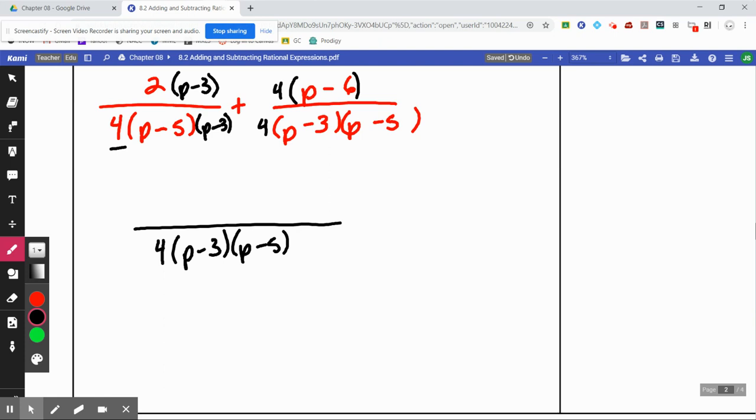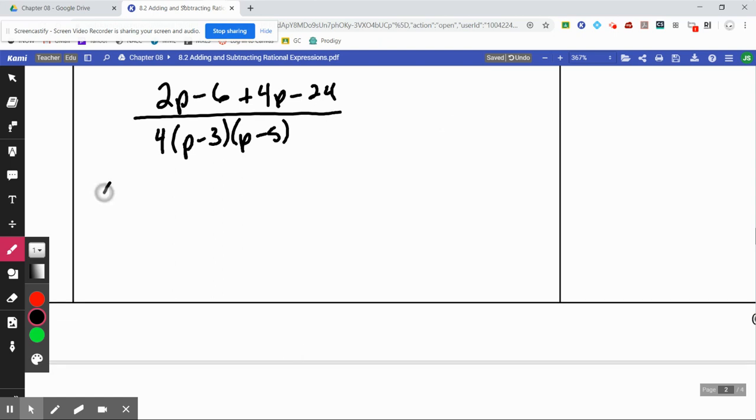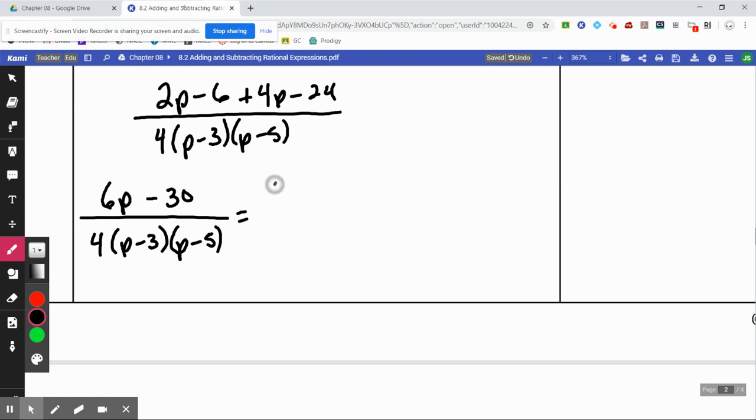On top, you have 2 times p minus 3, which, go ahead and distribute. On top here, you have a positive 4 times p minus 6, which is a positive 4p minus 24. Let's combine all of our like terms. Gives me a 6p minus 30 over 4 times p minus 3 times p minus 5. The top can be factored. Pull out a 6. You're left with a p minus 5. On bottom again, you have 4 times p minus 3 times p minus 5.